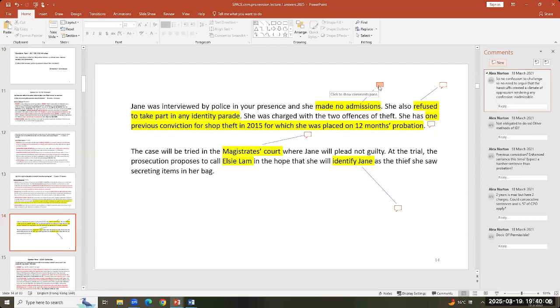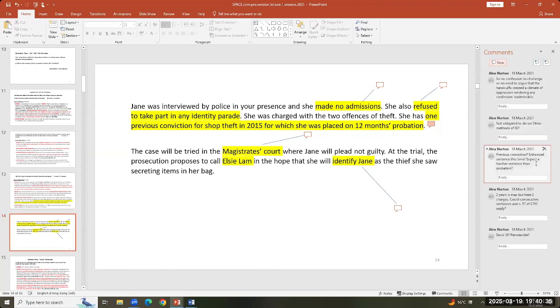So that earlier issue that we potentially flagged disappears, which is why, again, it's important to read through all the questions. She also refused to take part in any ID parade, but we know she's not obliged to, but perhaps we're going to find out they used some other method to identify her. She has one previous conviction for shop theft in 2015, for which she was placed on 12 months probation.